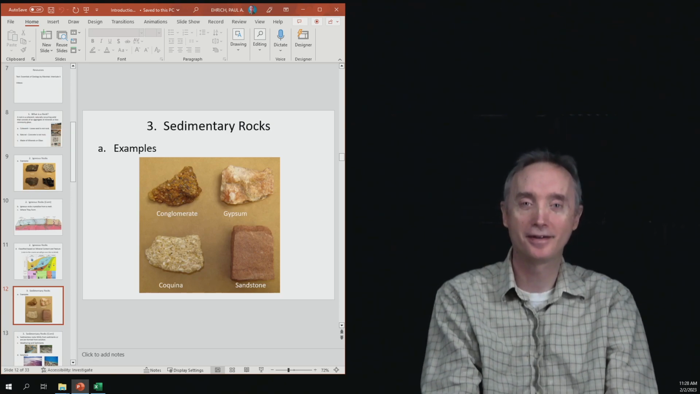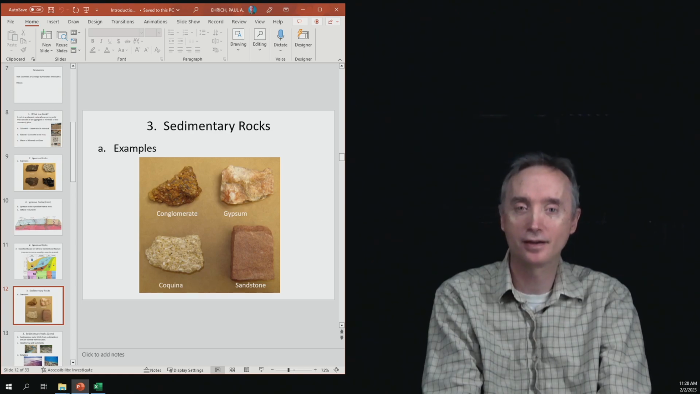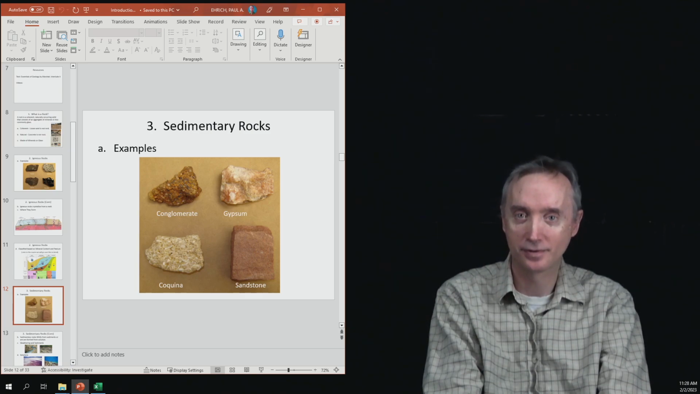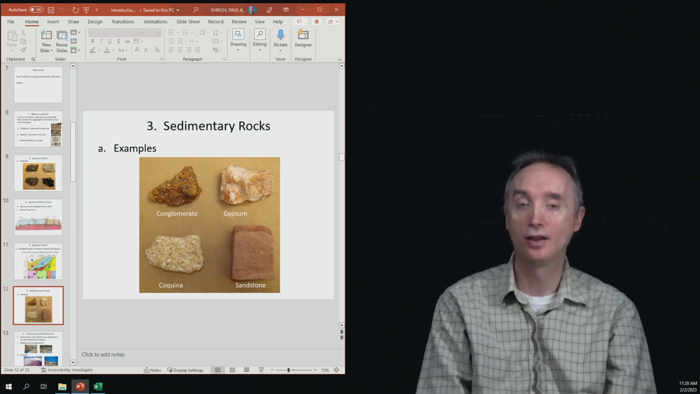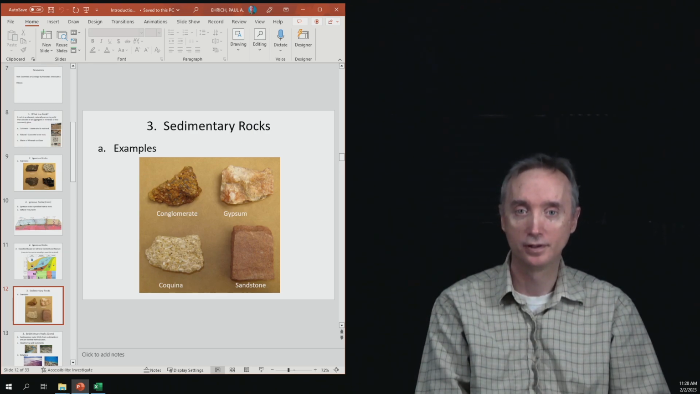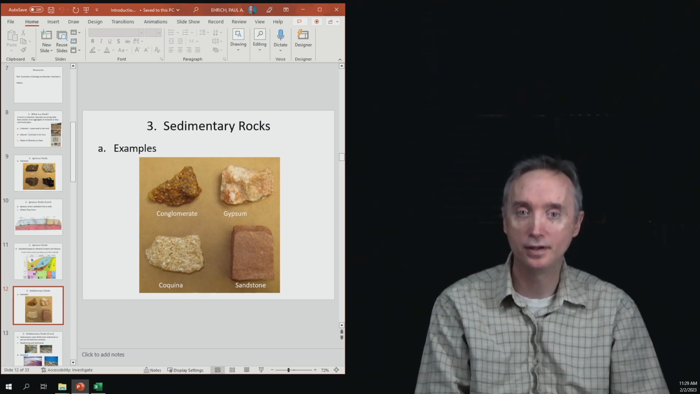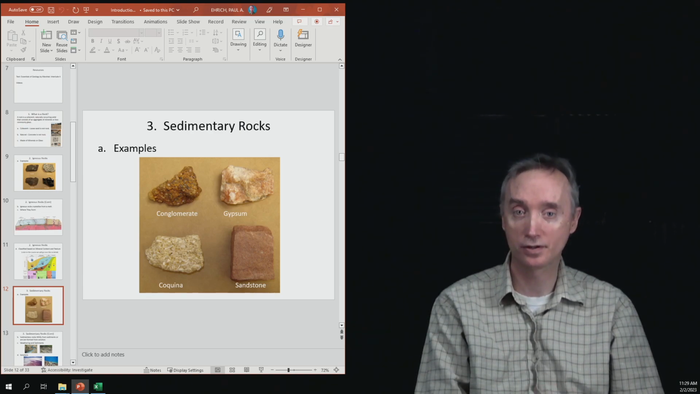Okay, I'm back, and so now we're finished with the igneous rocks, and so our second kind of rock that we want to look at is going to be called sedimentary rocks. And so here's some examples of sedimentary rocks. Conglomerate, and do you notice the little pebbles that are glued together to make conglomerate?